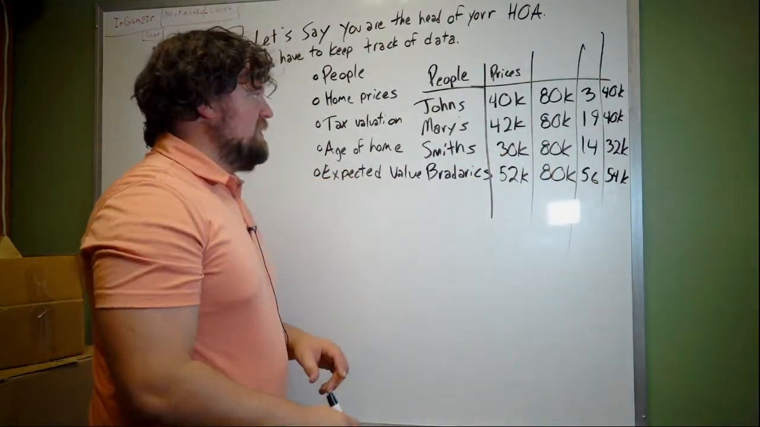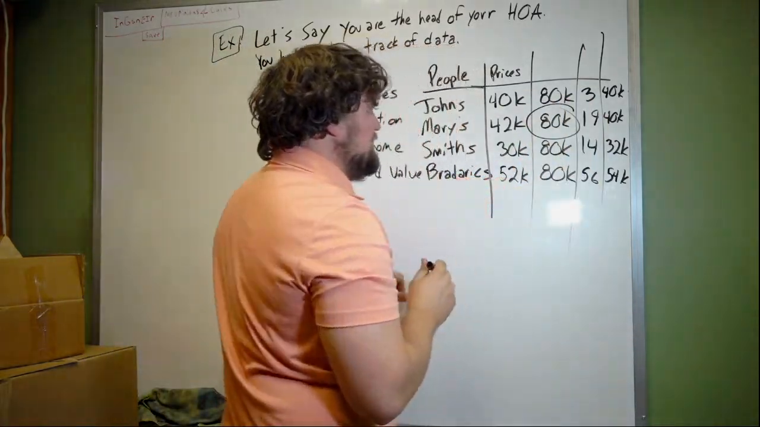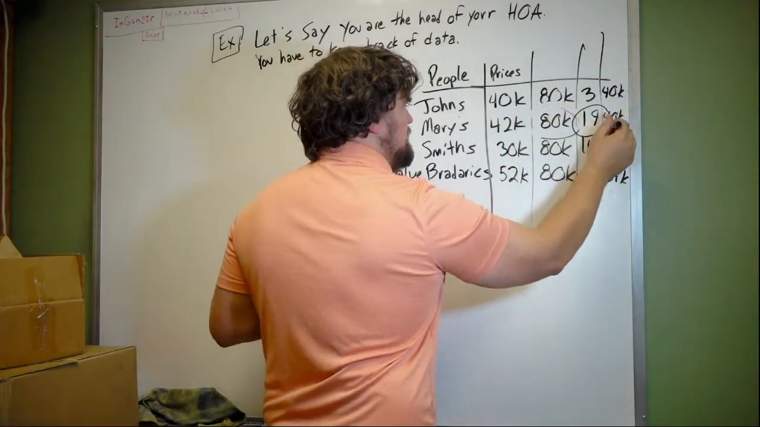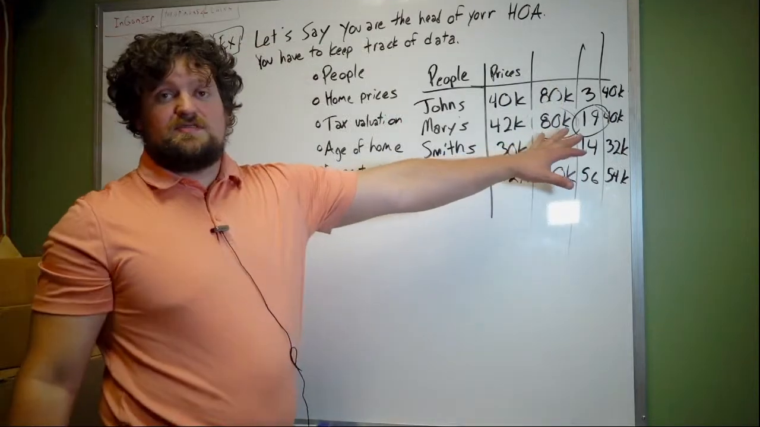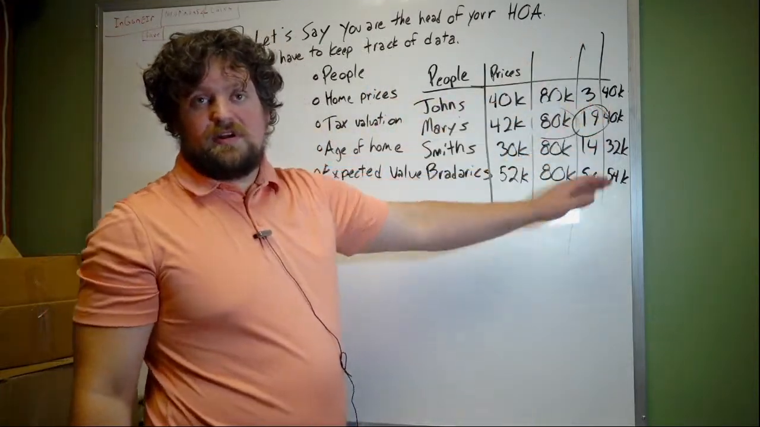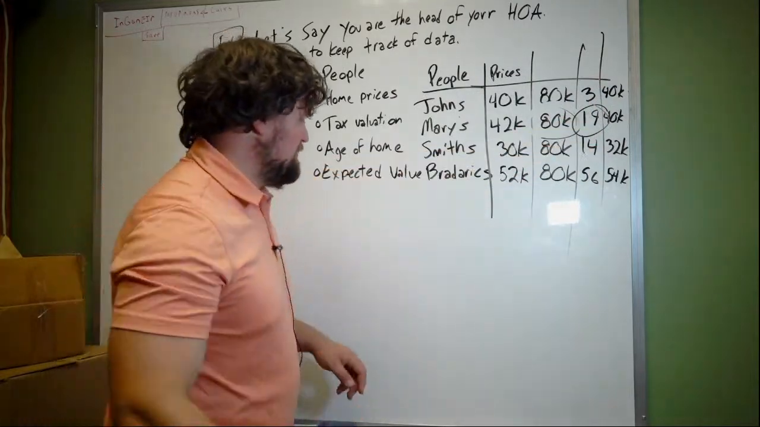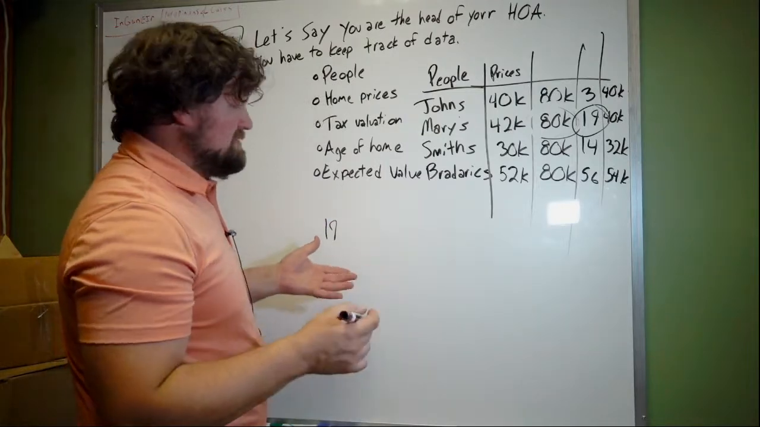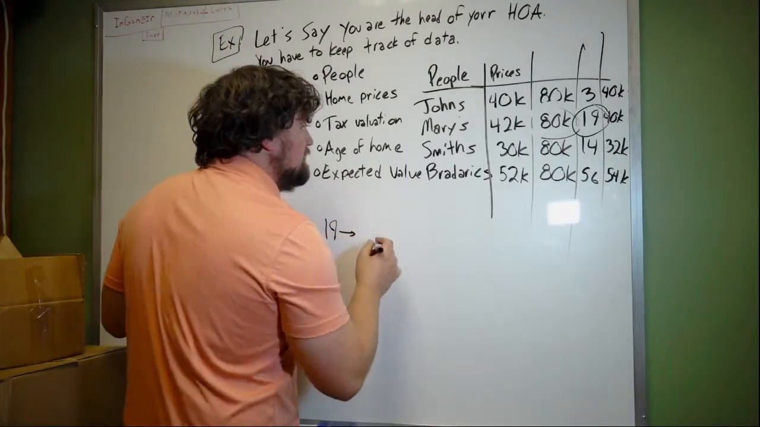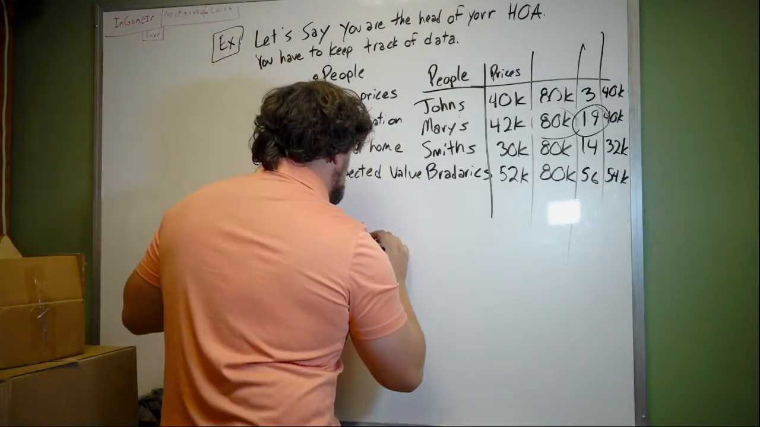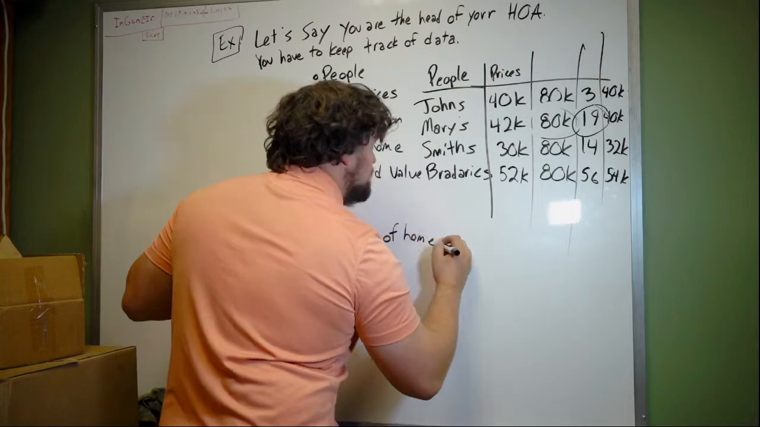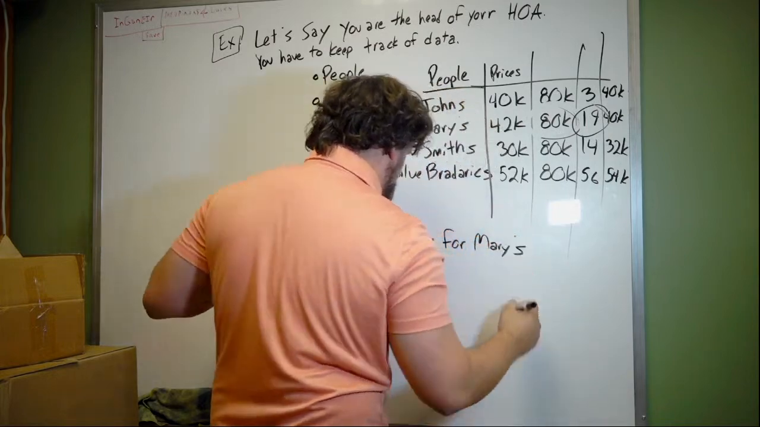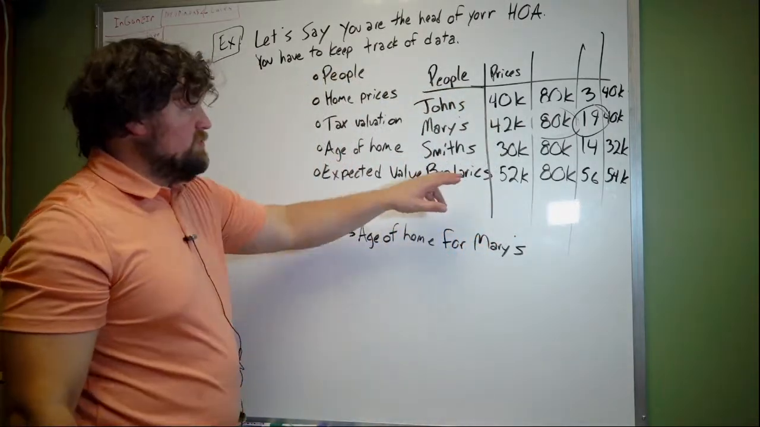Now, if I just go ahead and pull out this number right here, 80K. That was a bad example. Let's go ahead and pull out this number right here, 19. Okay, 19 falls in row 2, column 3. That 19 has a specific value. If I pull out that 19, what does it mean? Well, it's the number 19, but that represents the age of home for the Marys. Okay, there we go.